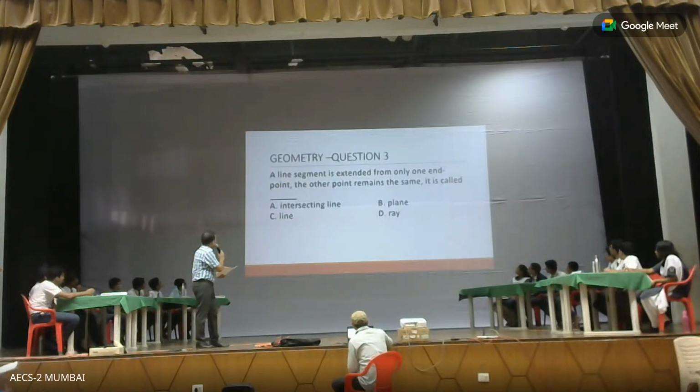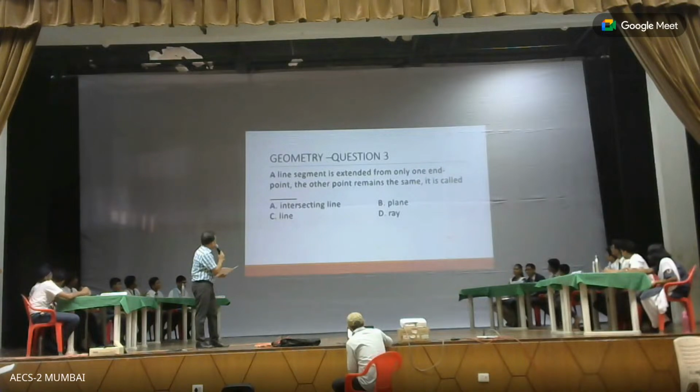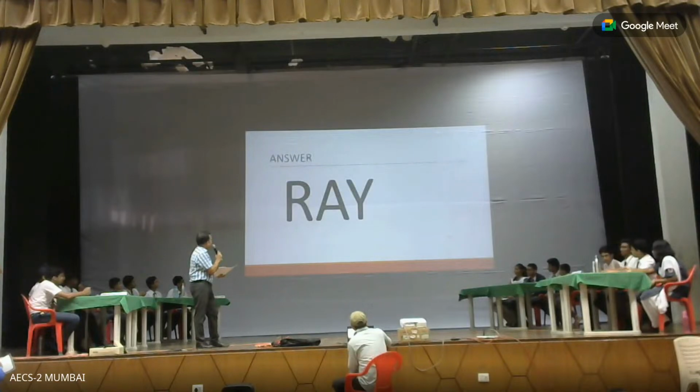A line segment is extended from only one end point. The other point remains the same. It is called as intersecting line, plane line, ray. Option D, ray. Sir, answer please. Answer is right.